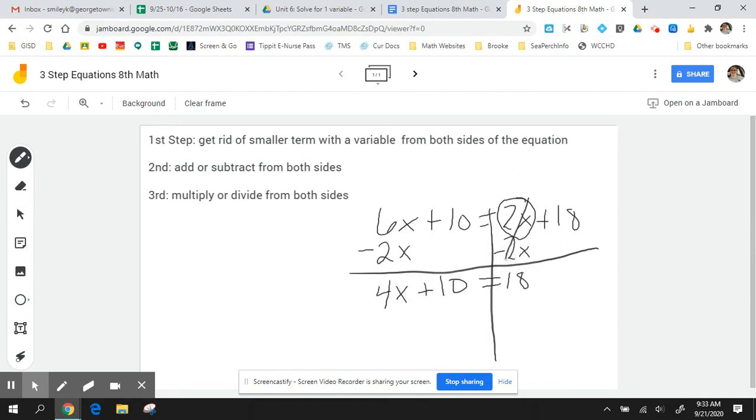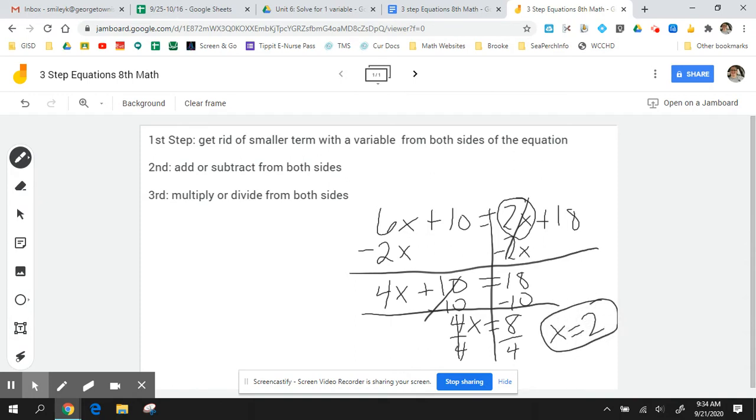And this is a 2-step problem now. We did those this past week for multiple days. So minus the 10. Okay, because now I want to get that 4x by itself, so I'm minusing the 10. I now have 4x equals 8, and it's a 1-step equation, so I divide because 4 and x are multiplying with each other. Alrighty, and now I have x by itself, and x equals 2 after I divide.